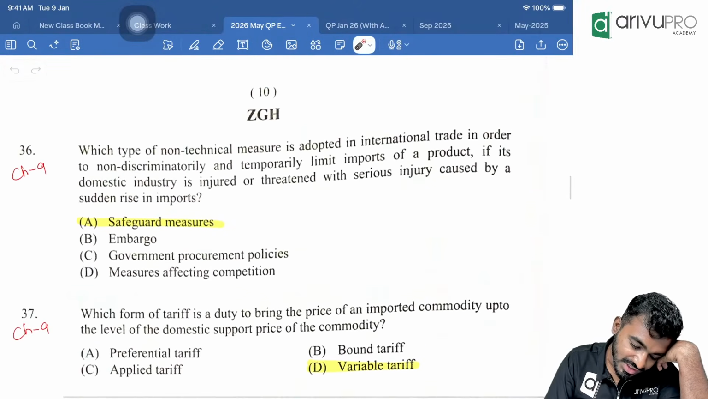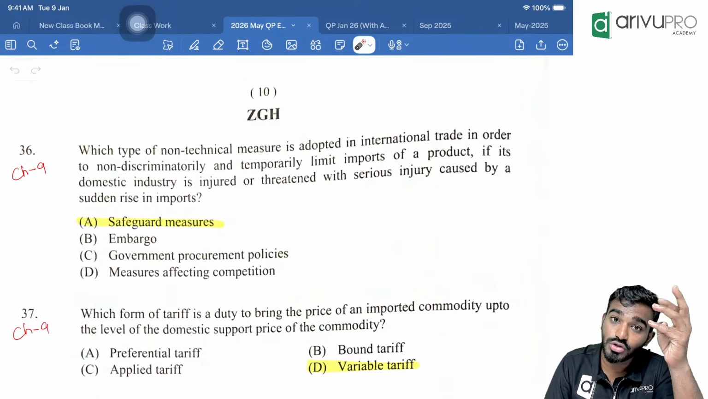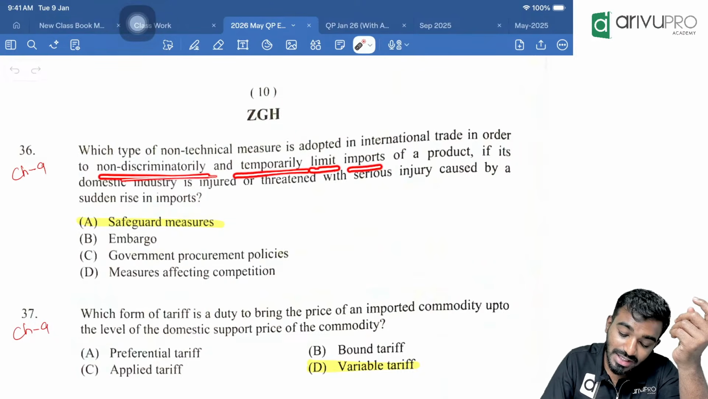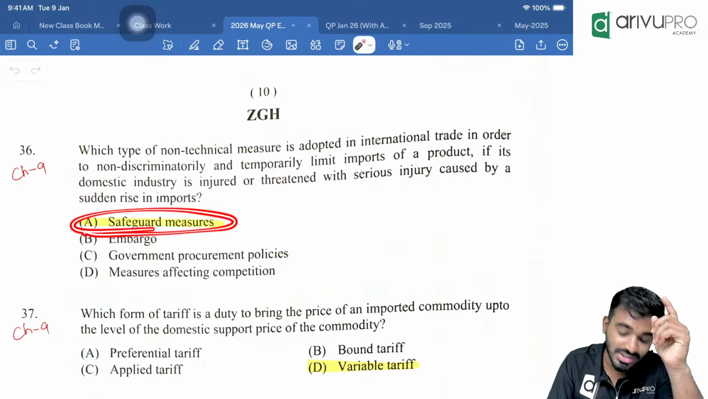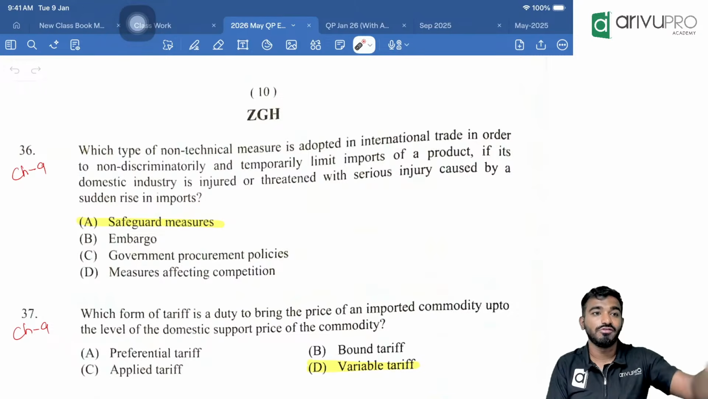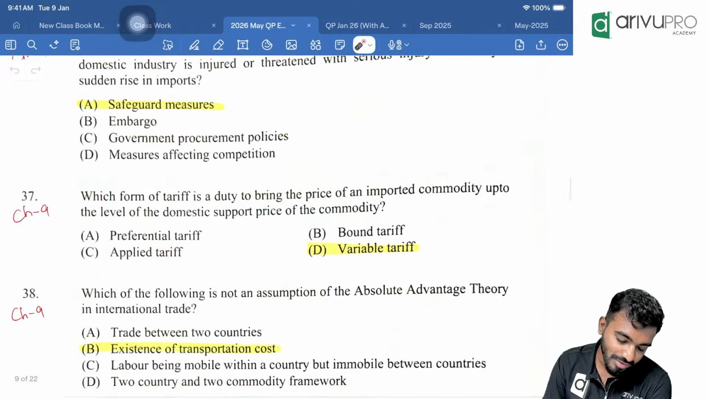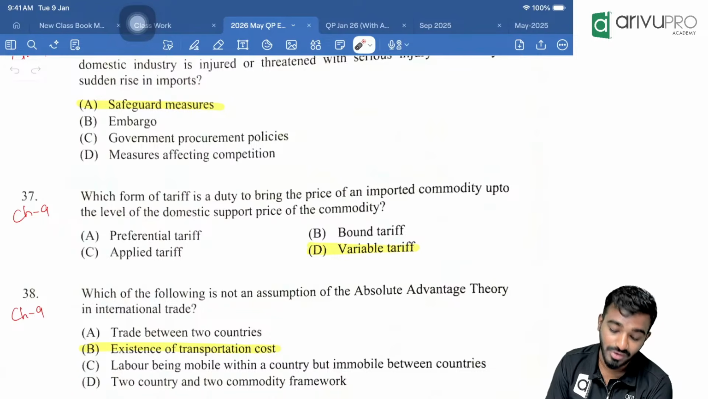Next. Which type of non-technical measures, other than technical ones like SPS and TBT, such as embargo, all these non-technical measures adopted in international trade to non-discriminatorily and temporarily limit imports for protecting the domestic industry? Last one, safeguarding measures. All of a sudden there is a surge of foreign goods inside our country, temporarily we will ban. Next, which form of tariff is the duty to bring the price of an imported good up to the level of a domestic price? For example, you are getting the goods inside the country, that is variable tariff.